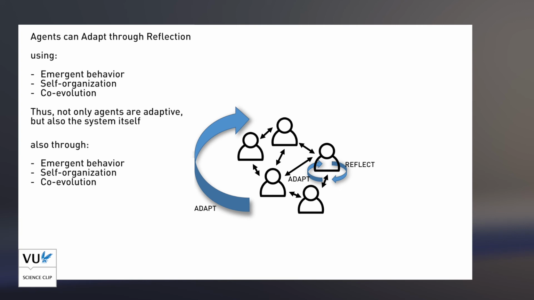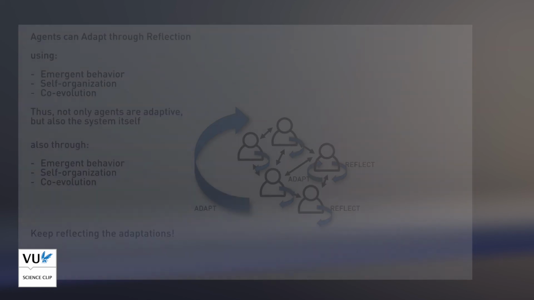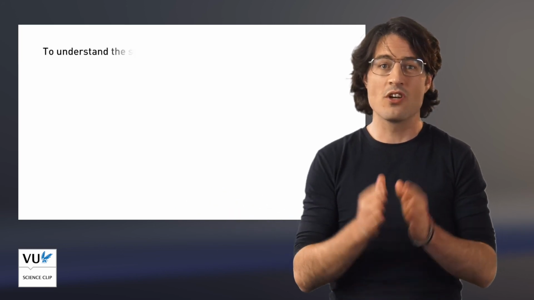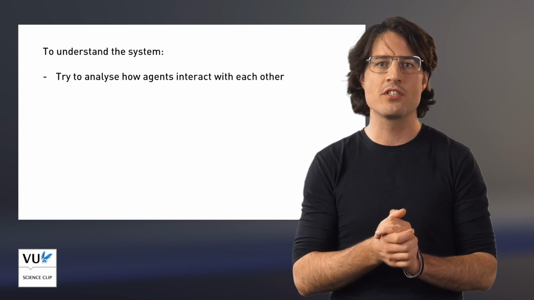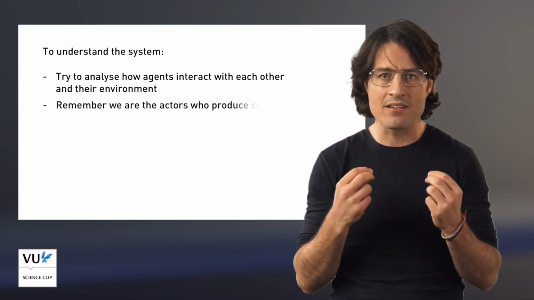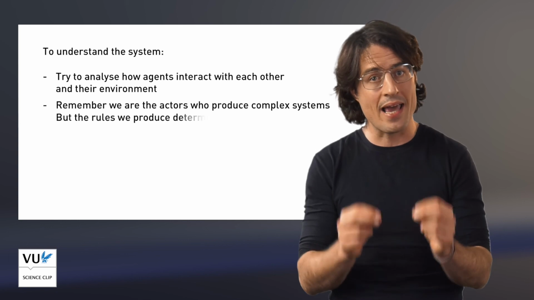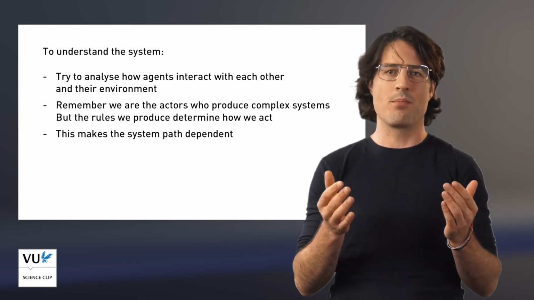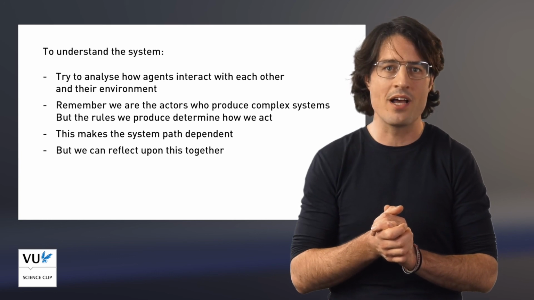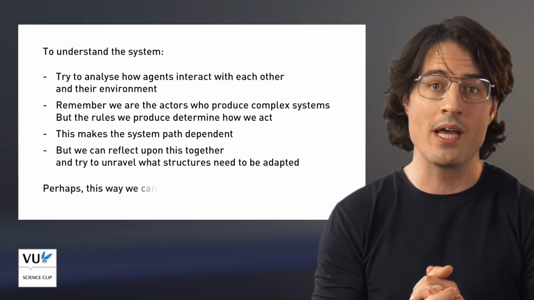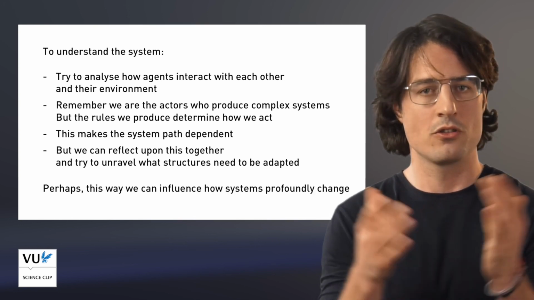But perhaps most so because we, as agents in the system, reflect upon our practices. However, adaptations are not necessarily for the better. This largely depends on whose viewpoint is being considered, and therefore, inclusive processes of reflection are required. So much for complex adaptive systems. To understand the system, try to analyze how agents interact with each other and their environment. Remember, we are the actors who produce complex systems while acting in these, but the rules we produce in the systems determine how we act. This makes the system path-dependent. But on a positive note, we can reflect upon this together and try to unravel what structures need to be adapted. Perhaps this way we can influence how systems profoundly change, so-called system innovation.